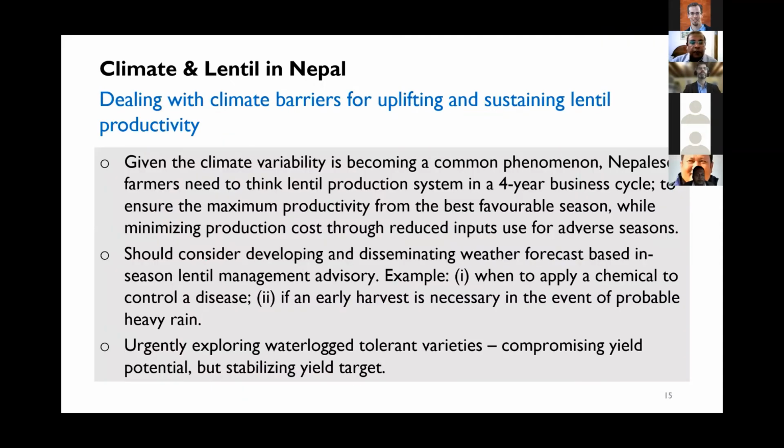So the climate barriers in Nepal deprive farmers of choosing good varieties across the landscape. The climate barriers prevent farmers from utilizing the ideal sowing window to achieve yield potential. The climate barriers make the farmers worry in managing major diseases following conventional methodology. The climate barriers frustrate farmers in lentil cropping. Consequently, climate barriers have made lentil a risky crop in Nepal.